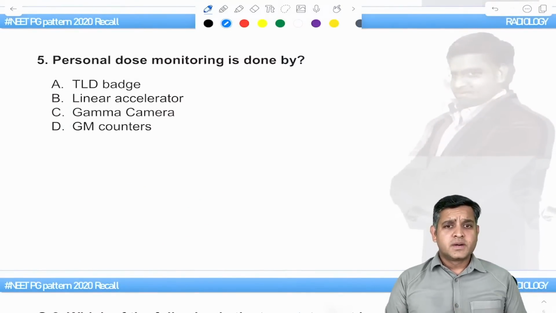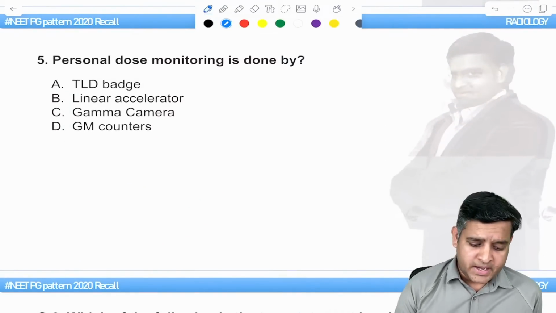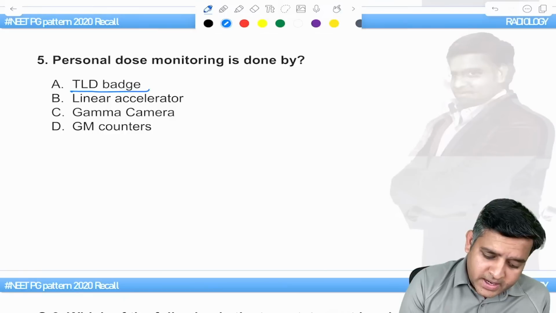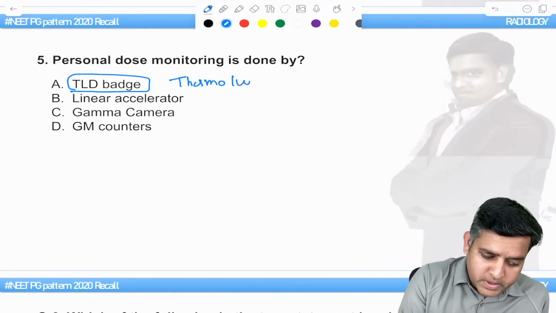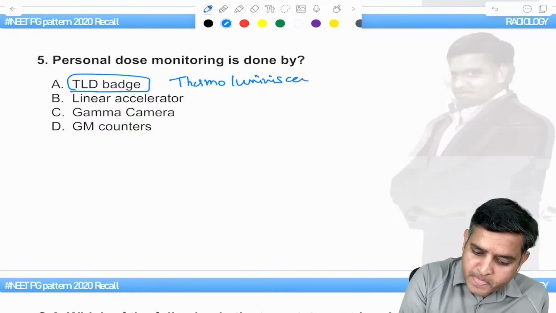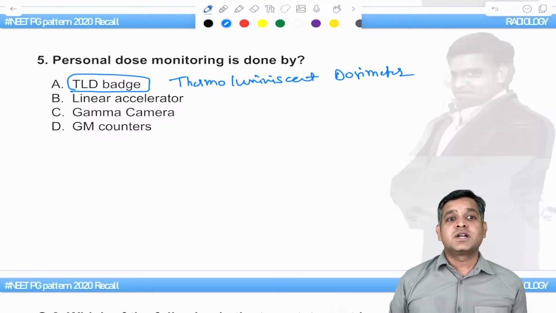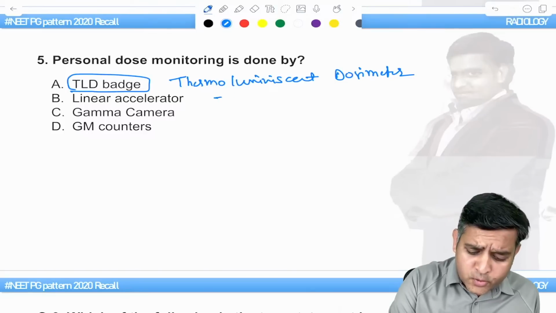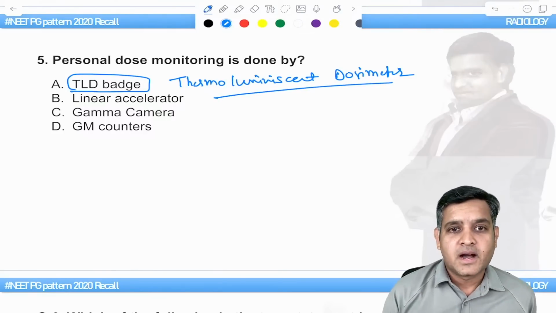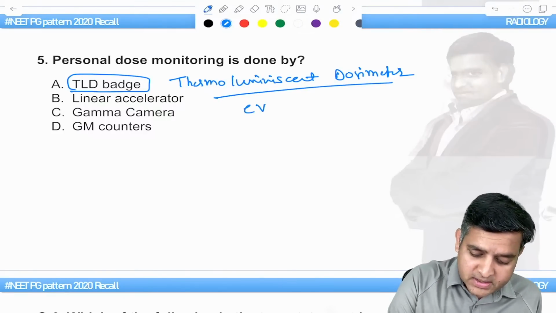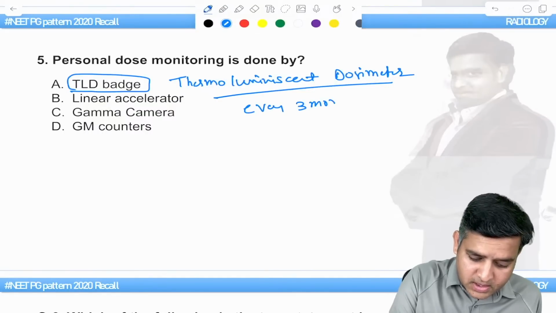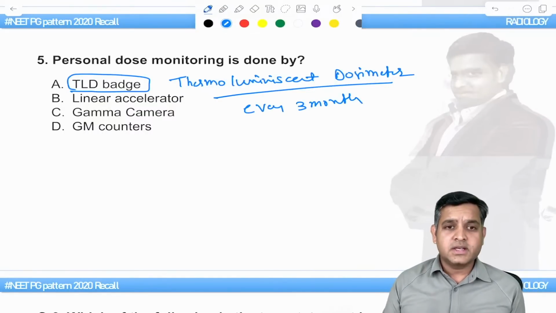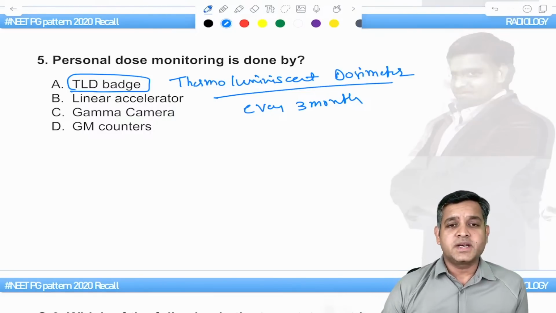Question number 5. Personal dose monitoring is done by what? TLD badge. What is TLD? Thermoluminescent dosimeter. Thermoluminescent dosimeter is used for personal dose monitoring. Very quick question: how frequently should this be checked? Answer, every 3 months.